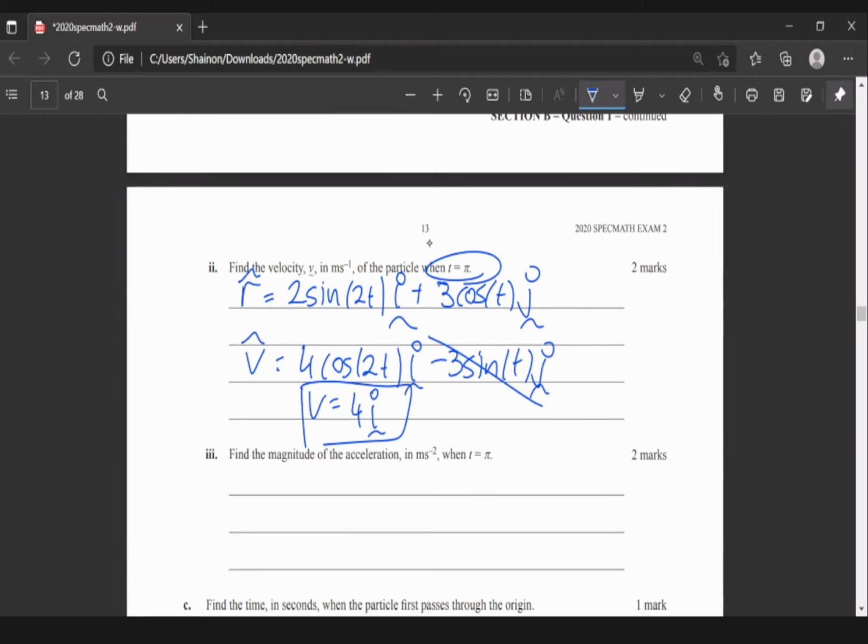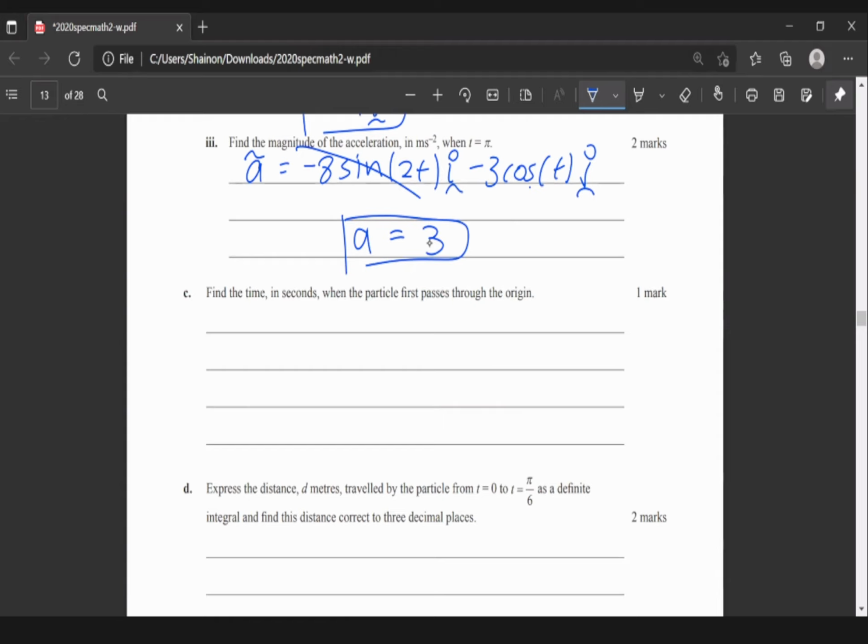Find the magnitude of the acceleration. So we know v, so we just differentiate that again, the double derivative of the displacement function. So it's going to be negative 8 sine 2t i minus 3 cos t j, and then t equals pi, so that's going to cancel out, so the modulus of this is just going to be 3, so then a equals 3.